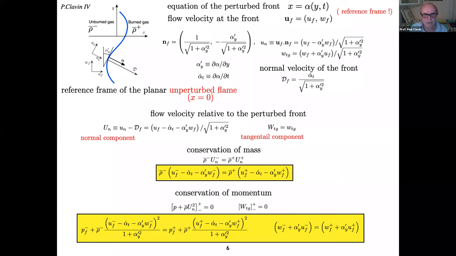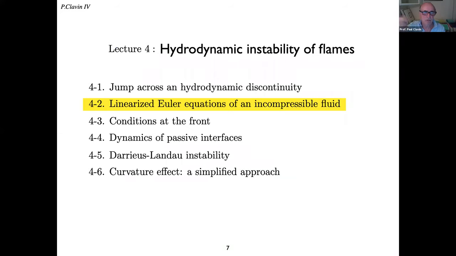Conservation of momentum, which is P plus rho times the square of the normal velocity relative to the front, should be conserved across the flame. And for the tangential momentum, the tangential velocity should be conserved. This equation for the momentum can be written in terms of the expression of the normal velocity like that, and the tangential is expressed like that. So now we know the jump of the flow across the flame.